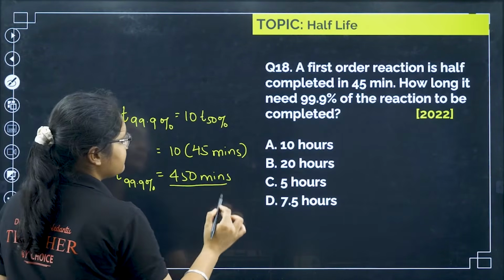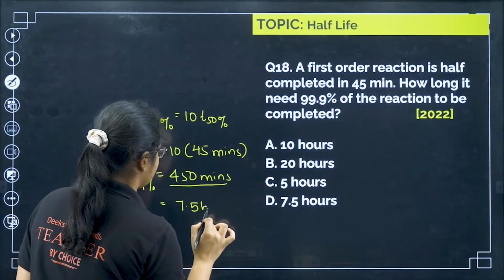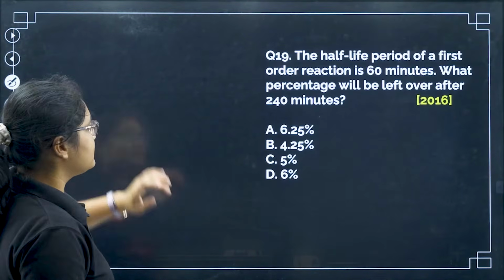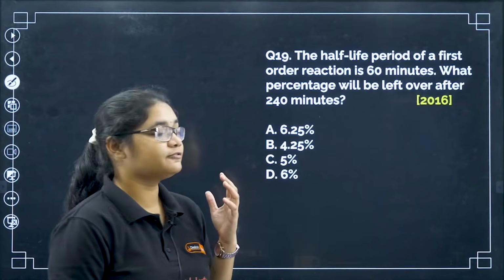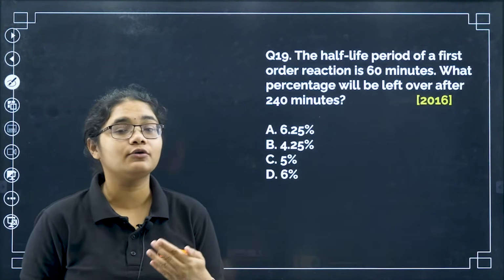Okay, now 450 minutes, if I convert it into hours, that will become 7.5 hours. That is option number D here. Now moving to the 19th question: the half-life period for a first order reaction is 60 minutes. What percentage will be left over after 240 minutes?